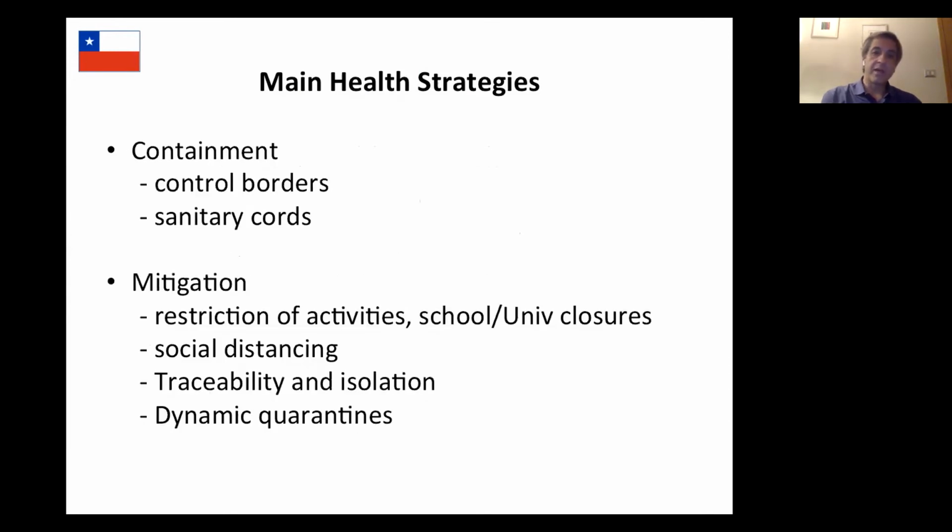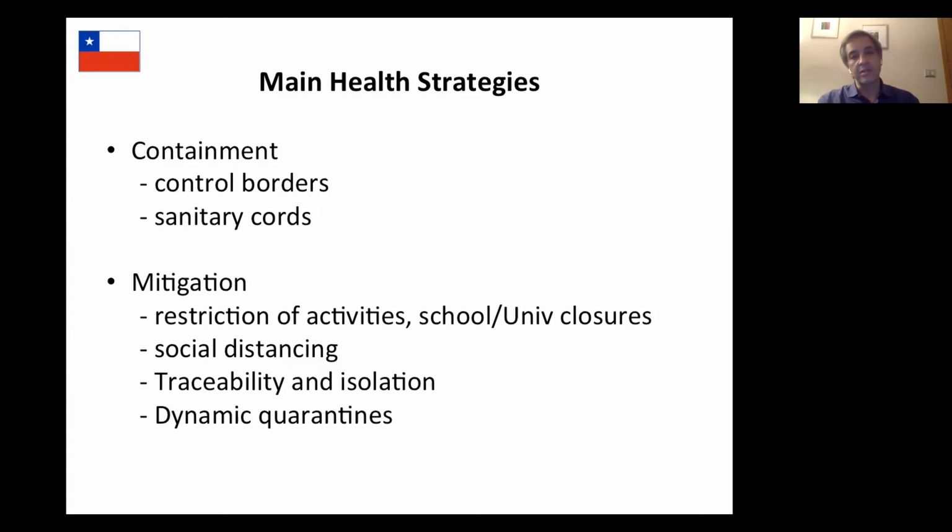Also, some containment measures, the control of borders, sanitary cards, some mitigation related with the restriction of activities. And a key factor was the closure of schools and universities at the beginning of the pandemic. The first case of COVID-19 here in Chile was on March 3rd of the year 2020. And only 2 weeks after the first case in Chile, around March 16 of the year 2020, all the schools and all the universities in the country were closed.